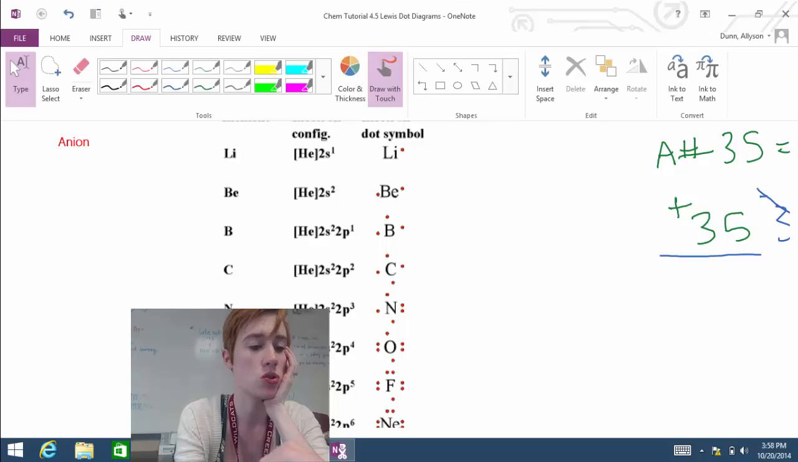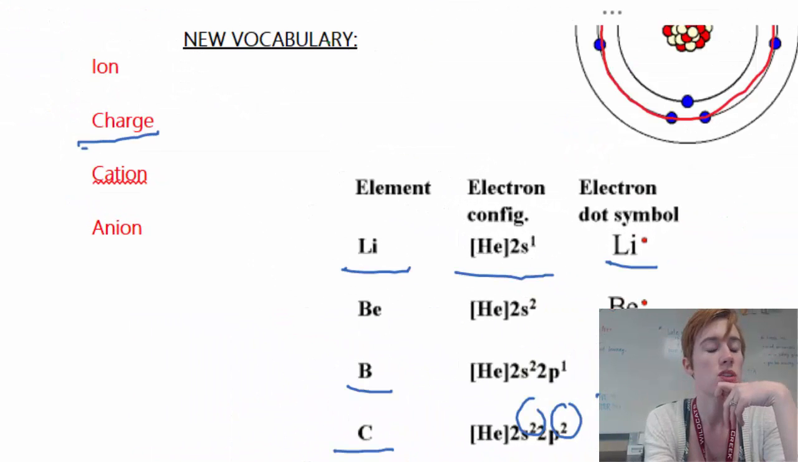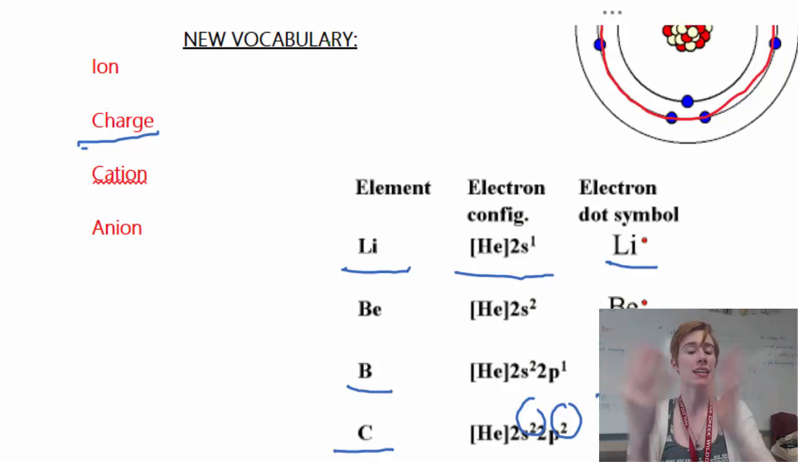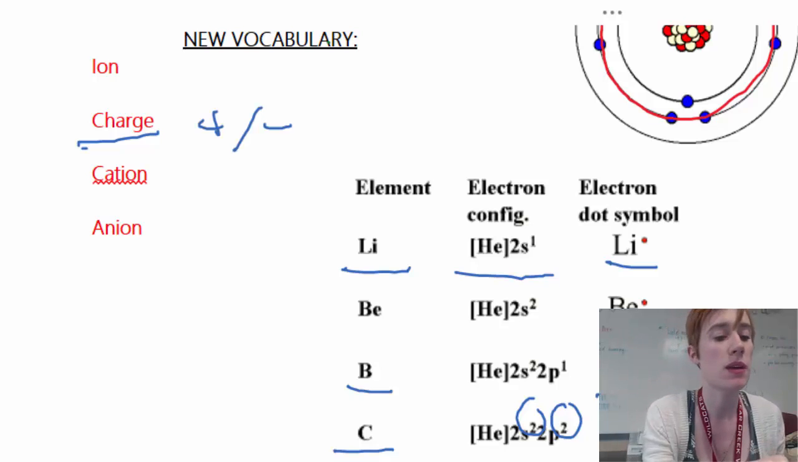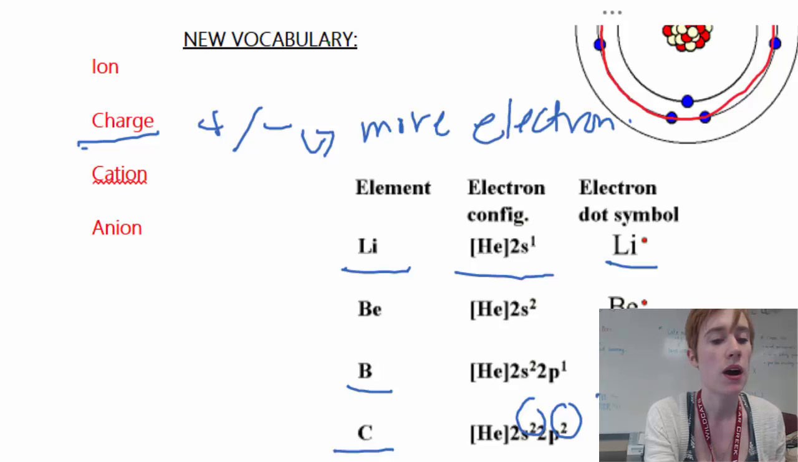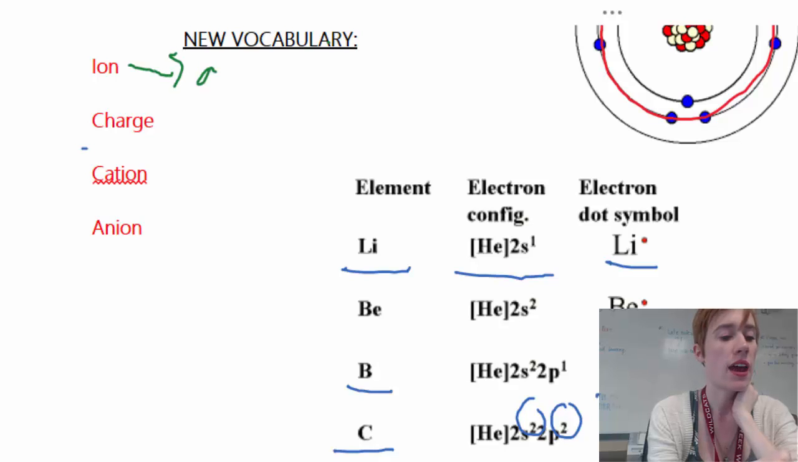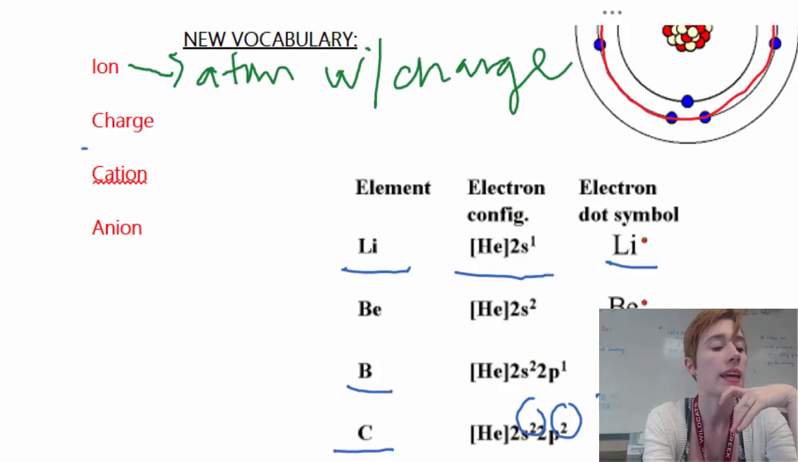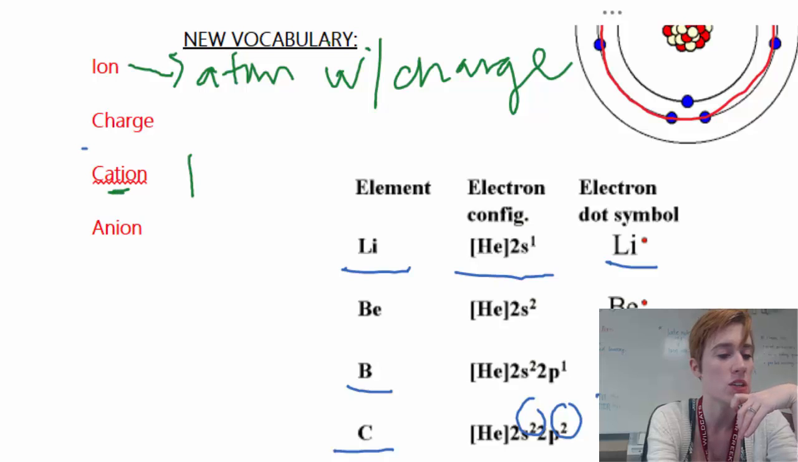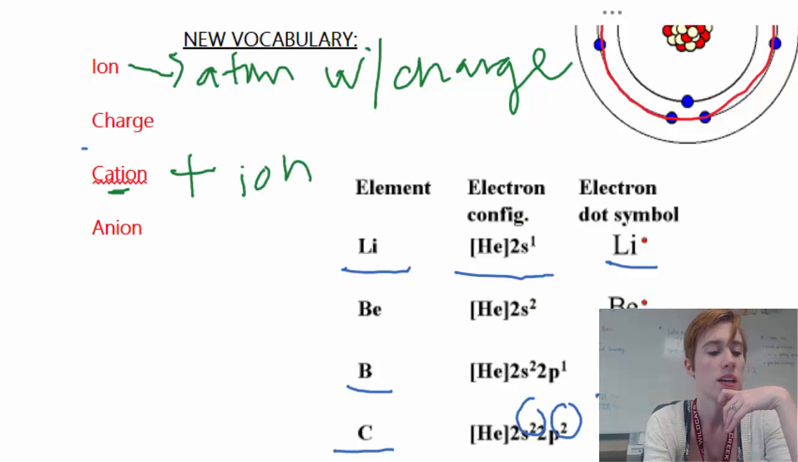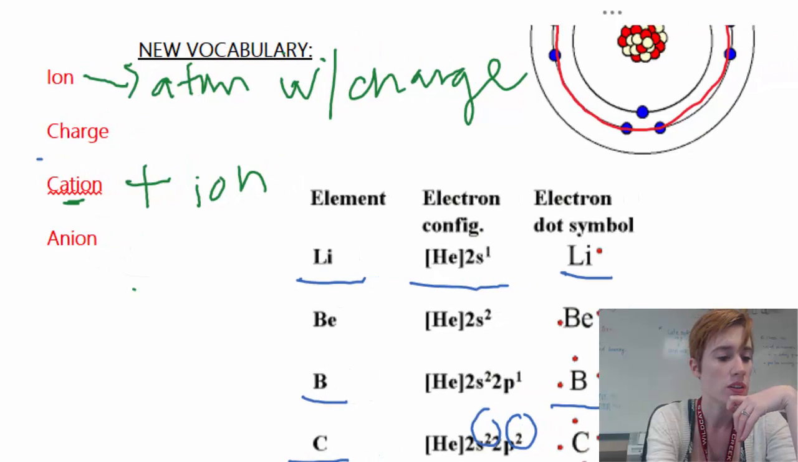Okay, so let's look at some of this new vocabulary. Charge is when an atom has either gained electrons or lost electrons. Negative means that they have more electrons, and positive means they have fewer or less electrons, okay? An ion is just an atom with a charge. A cation has a T in it, which stands for a positive ion. Anion has an N at the beginning, which stands for negative. So that's a negative ion.